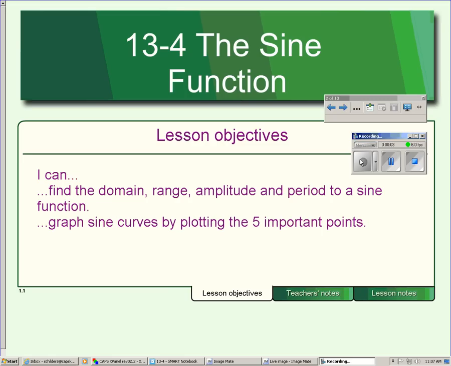Lesson 13.4 is about the sine function. In this lesson, we will learn how to find the domain and range of a sine function, how to find the amplitude and period of the sine function, and then finally how to graph the sine function.